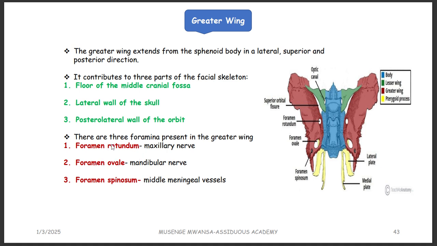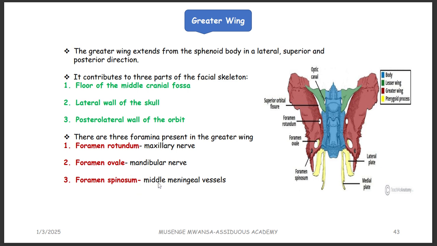Foramen rotundum, the first one, will be for the maxillary. Just think of this: rotundum is the first, right? And the maxilla is on top of the mandible. So you can relate them like that. The maxillary nerve, which is a branch of the trigeminal, is passing through foramen rotundum. The mandibular nerve is through foramen ovale.